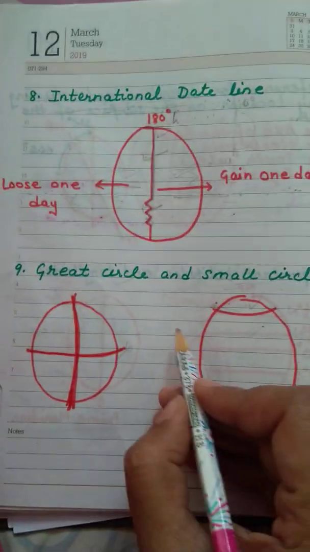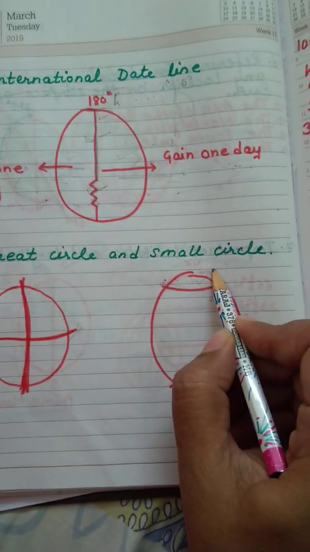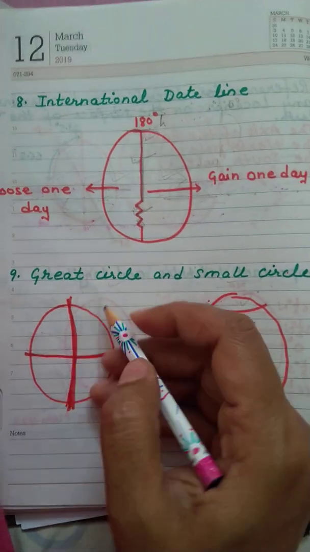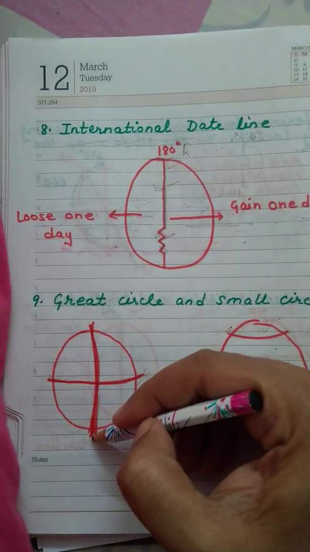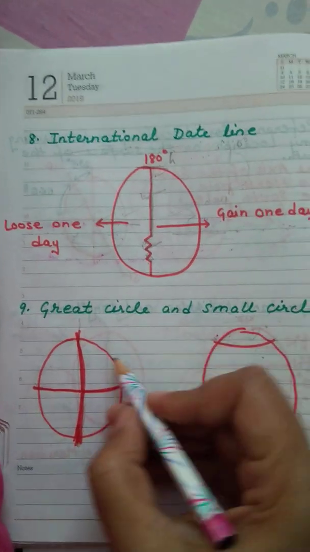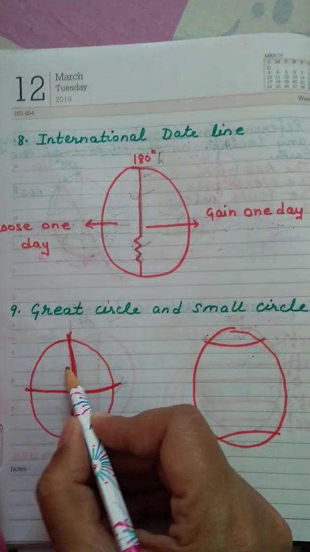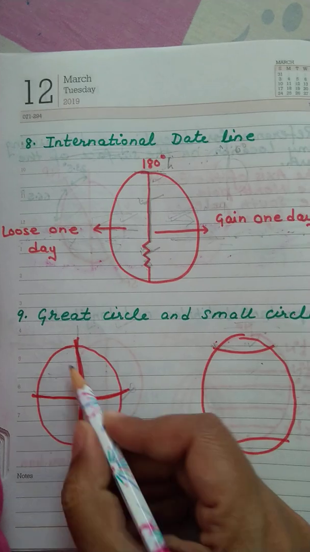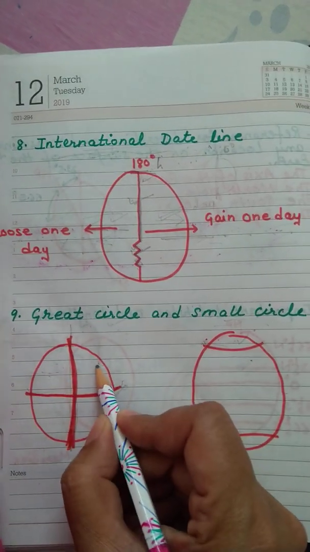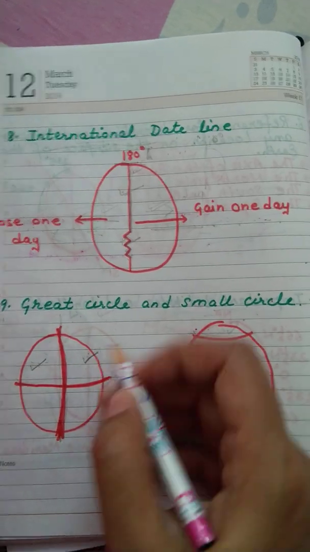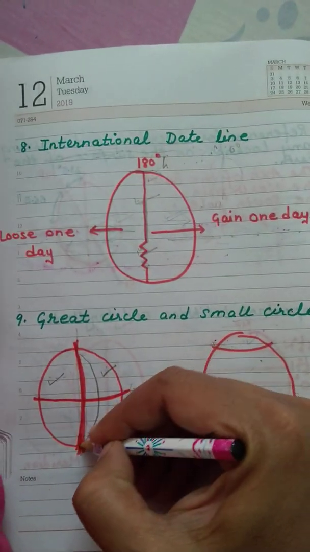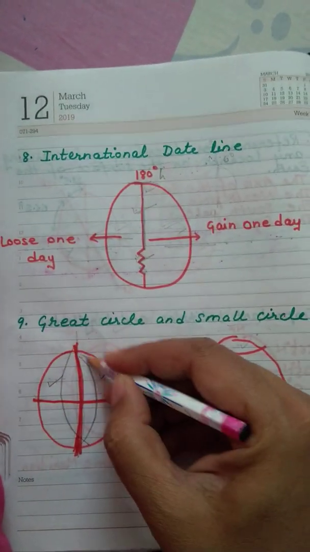Now, next is great circle, small circle. What is great circle? Great circle is an imaginary line which divides Earth or globe in two equal parts. This one longitude, centermost longitude, divides the globe in two equal parts. This is western hemisphere and this is eastern hemisphere. Do you know all longitudes form great circle?